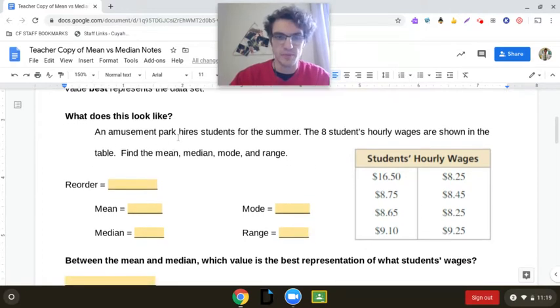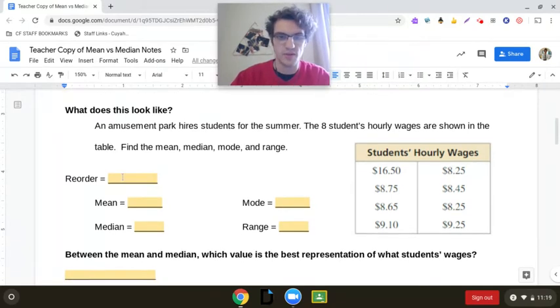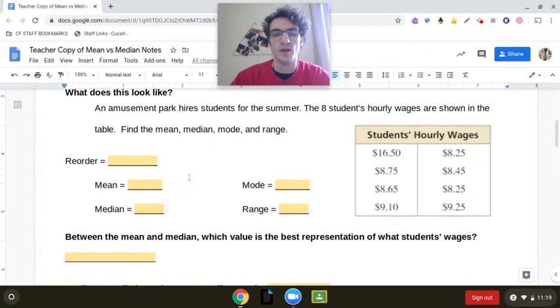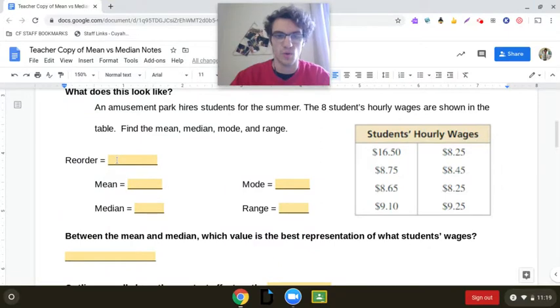So an amusement park was hiring students for the summer. The 8 students' hourly wages are shown in the table. And we're going to find the mean, median, mode, and range. And then we're going to talk about these best representations. All right, so first things first is we're going to reorder. All right, so I made this line small again so that we don't mess up with this picture.